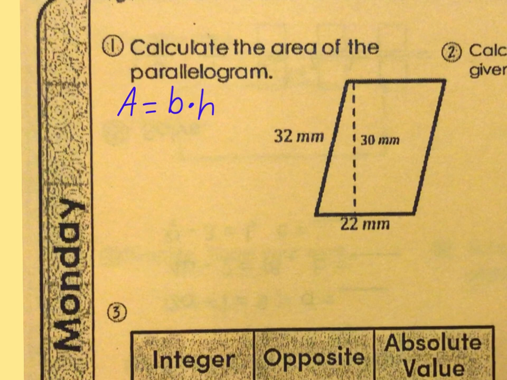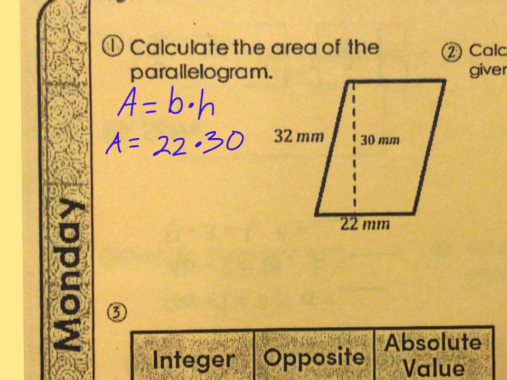So do I have the base? Yes, I do. Our base is 22, so we're going to go 22. Do we have the height? Now don't get mistaken. Remember, the height has to be straight up and down. So our height is 30. So we are looking at 22 times 30, and that'll give us the area.